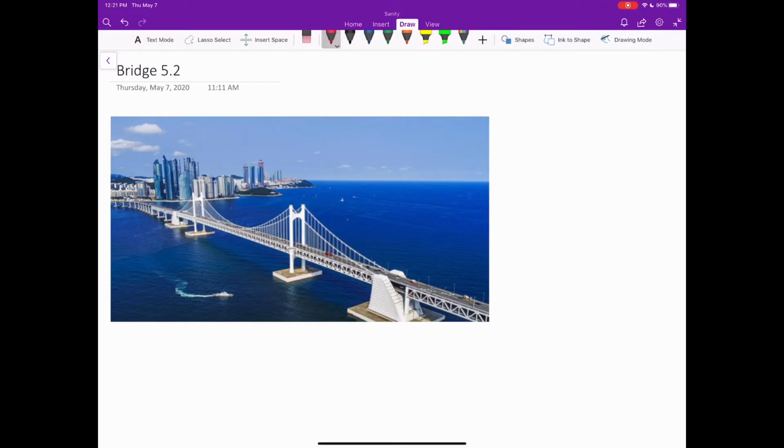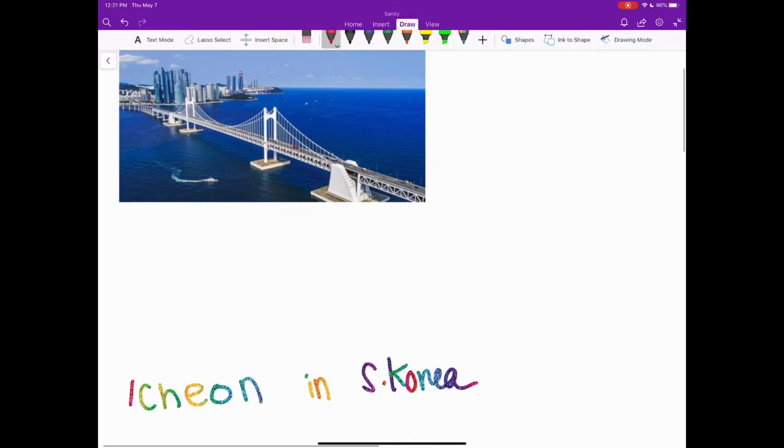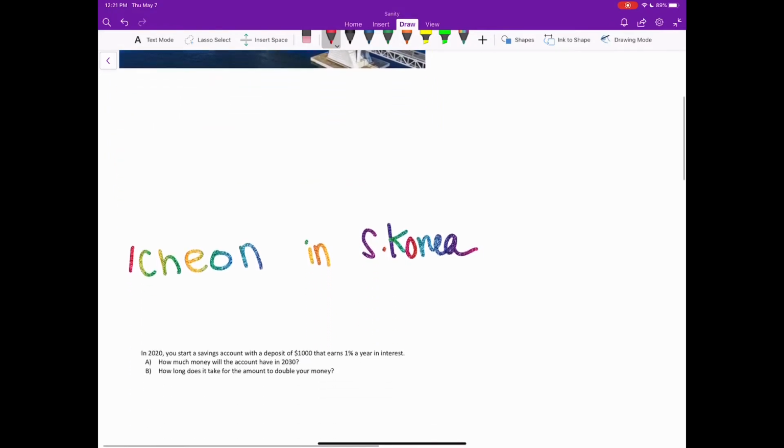Anyway, I got a bridge of the day. Super cool. It is in South Korea. It's the Incheon Bridge. Probably not saying that correctly, but that's okay. In South Korea, very pretty.